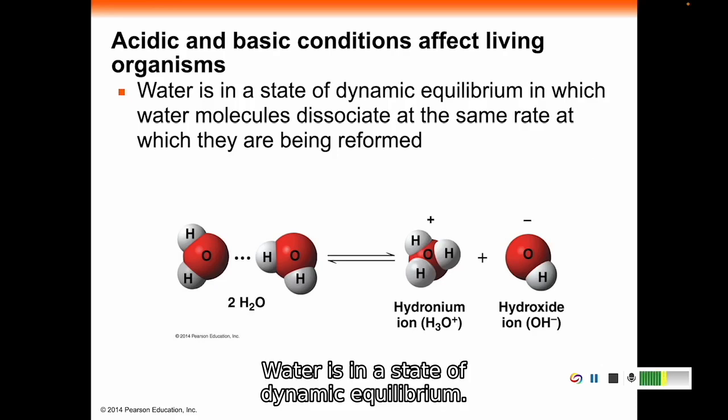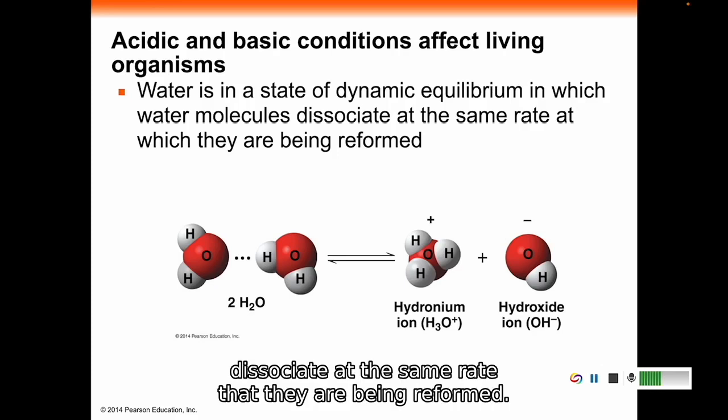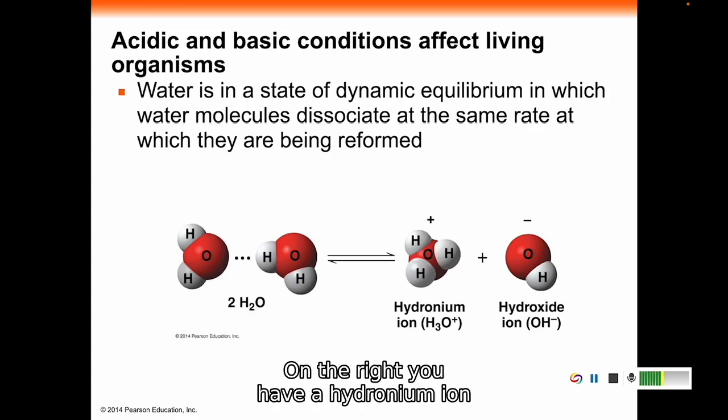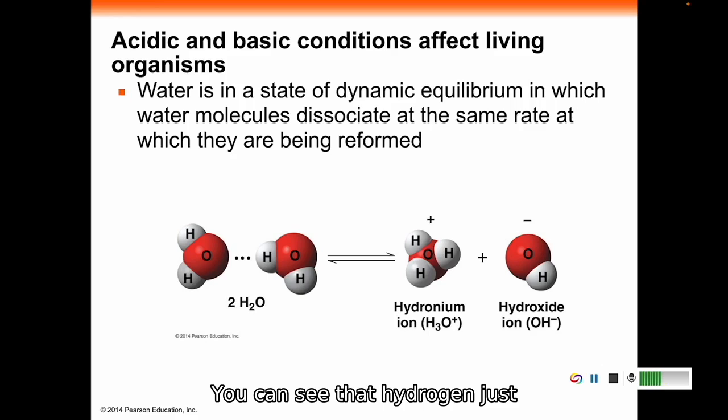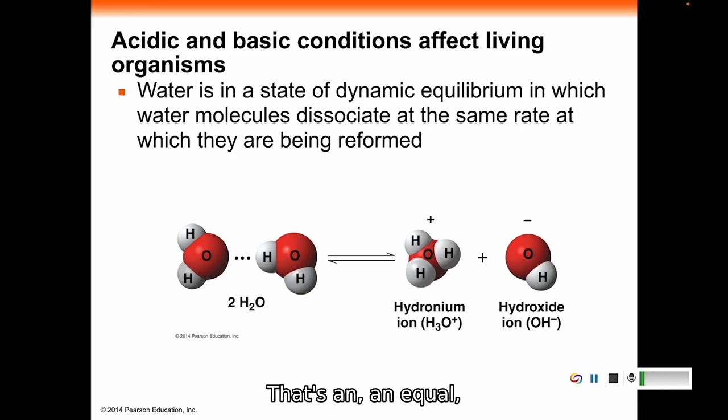Water is in a state of dynamic equilibrium, so the water molecules will dissociate at the same rate that they're being reformed. On the left, you have two water molecules. On the right, you have a hydronium ion and a hydroxide ion. You can see that a hydrogen just shifted from the hydroxide to the hydronium, and that is a reaction going in the forward and backward steps.